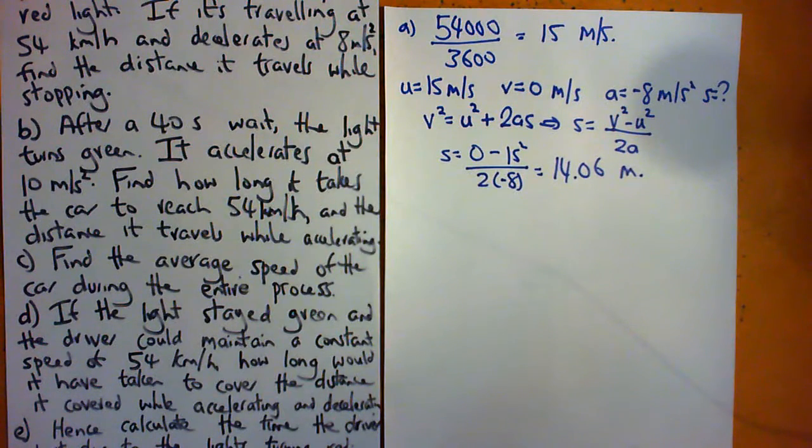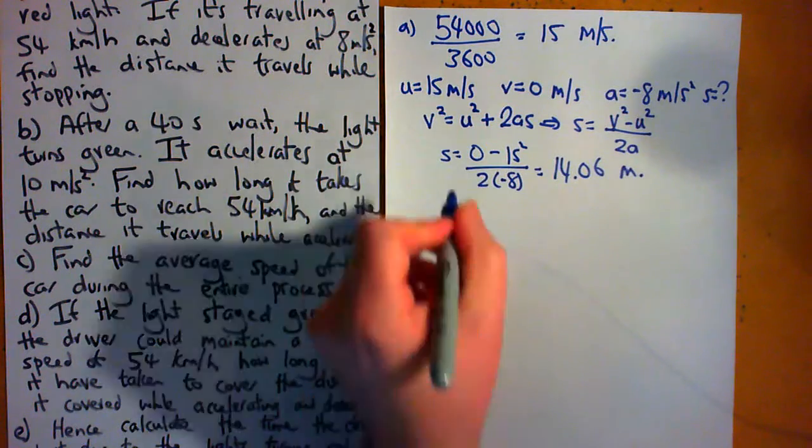Part B, after a 40-second wait, the light turns green. The car accelerates at 10 meters per second squared. Find how long it takes the car to reach 54 kilometers per hour.